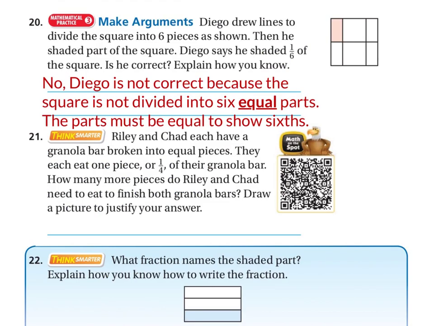Number 20, take a minute to pause the video and read the answer for number 20. Remember, your words are probably not the exact same as mine. That's okay, you just have to have the same idea. When you look at number 20, although we do see 6 parts in Diego's square, they are not equal. These end pieces are a lot smaller than these 2 middle pieces. Therefore, we cannot say we have a fraction. Fractions must have equal parts.